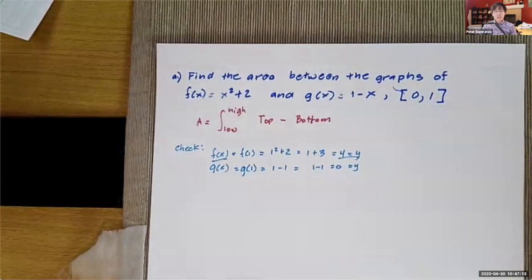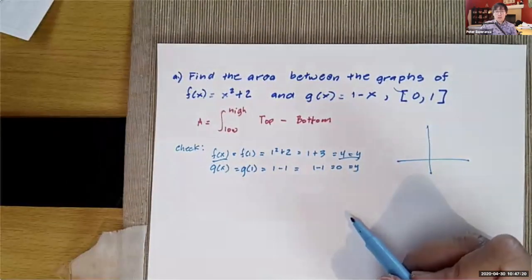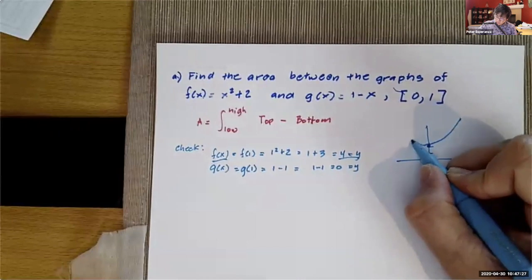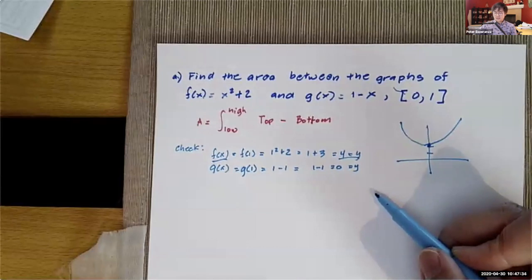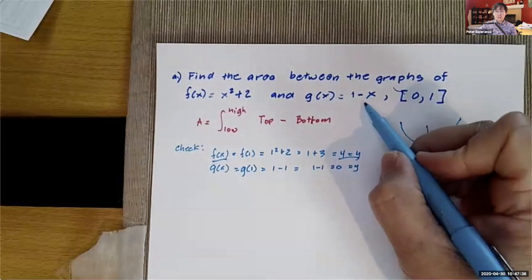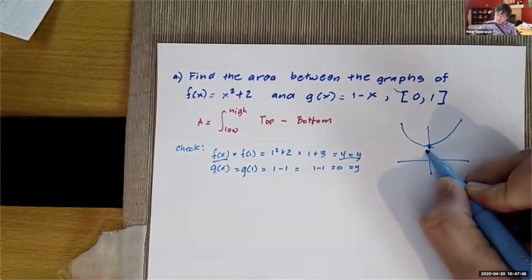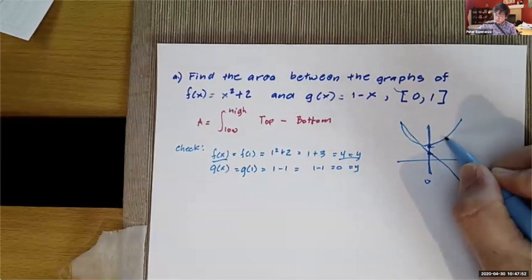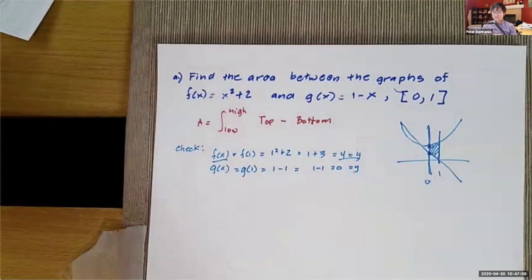Now, how are we going to use the second method? If you know how to graph a function, we know that x squared plus 2 is a parabola opening upwards with a y-intercept at y equal to 2. And we know that 1 minus x is a function that is going downwards because it has a negative slope. So at 1, that is the function that we are looking at, and it's at 0. And let's say 1 is maybe here. We don't know if it's the intersection. So that is the area that we are trying to solve.